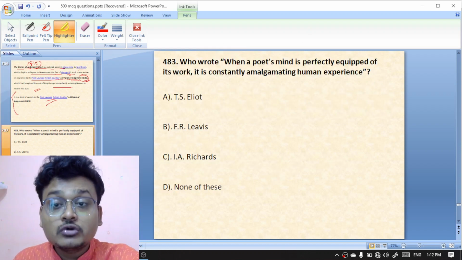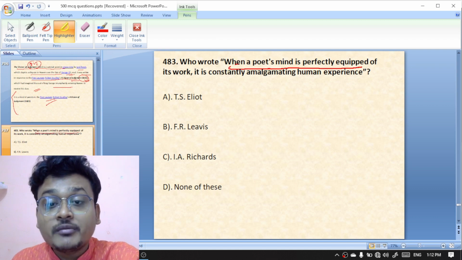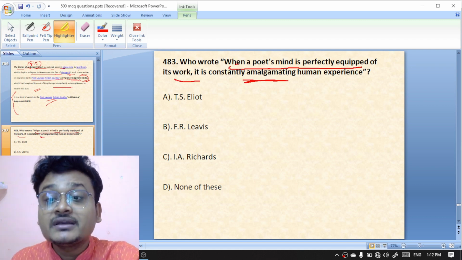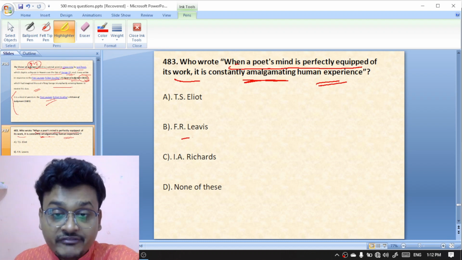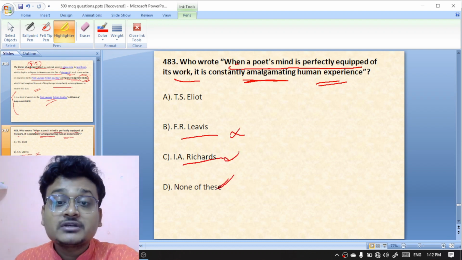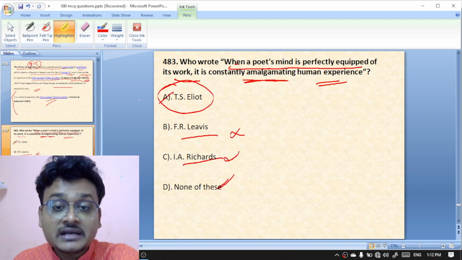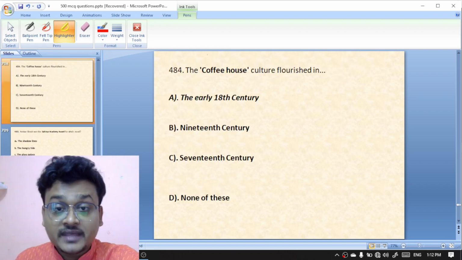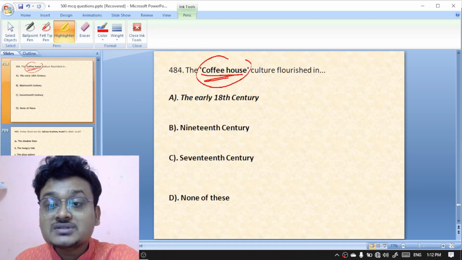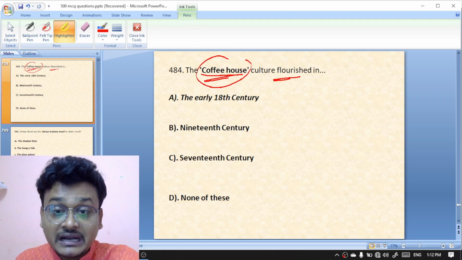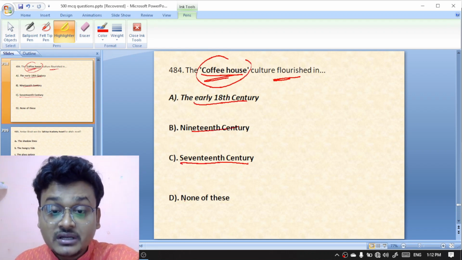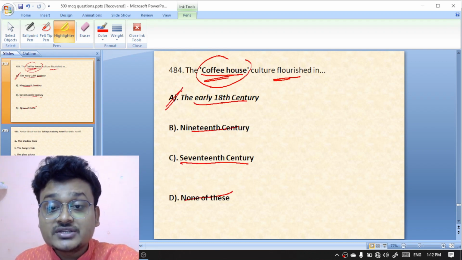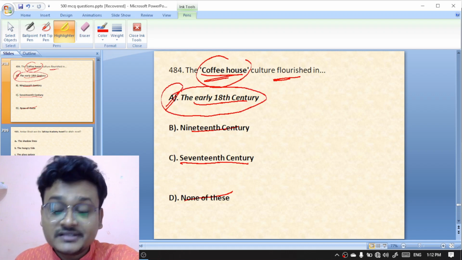Next question: who wrote, when a poet's mind is perfectly equipped for its work, it is constantly amalgamating human experience? C. Day Lewis, I.A. Richards. The right option is A, T.S. Eliot. Next question: the coffee house culture flourished in which century? Early 18th century, 19th century, 17th century. So here it is the early 18th century.